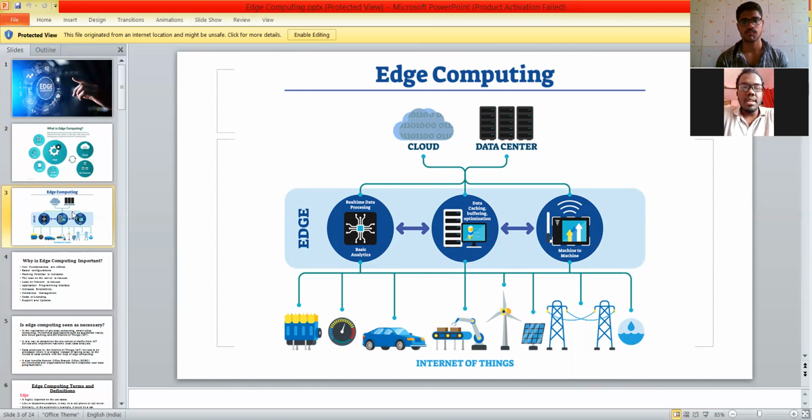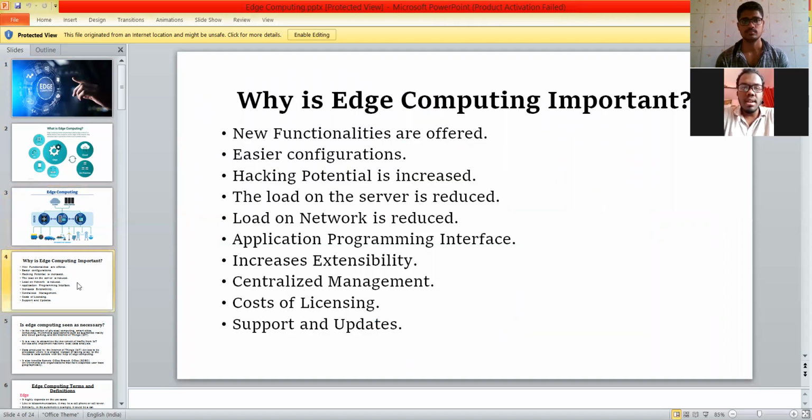And why is edge computing important? New functionalities are offered, configurations are easier, hacking potential is increased, the load on the network is reduced, application programming interfaces increase extensibility, centralized management, and costs of licenses.